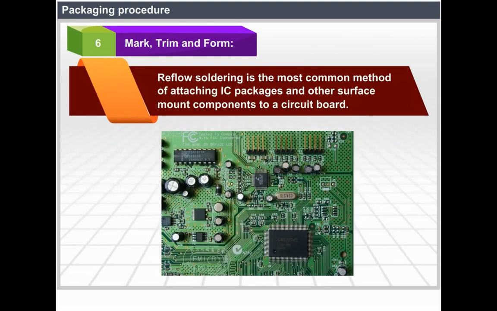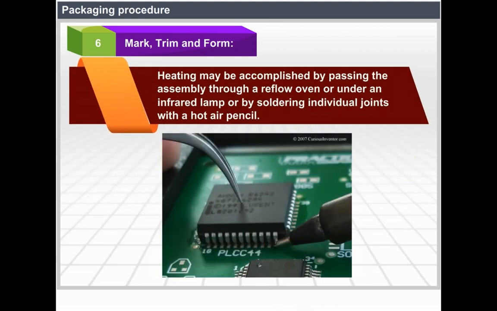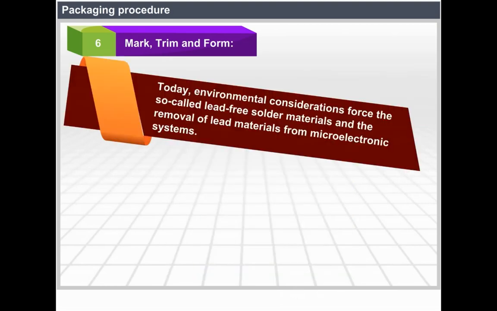Reflow soldering is the most common method of attaching IC packages and other surface mount components on a circuit board. The goal of a reflow process is to melt the solder alloy particles within the solder paste without overheating or damaging the electrical components. Heating may be accomplished by passing the assembly through a reflow oven or under an infrared lamp, or by soldering individual joints with a hot air pencil.